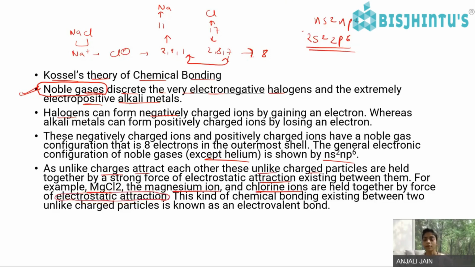This kind of chemical bonding that exists between two unlike charged particles is known as electrovalent bonding. Two unlike charged particles, like Mg, which was having +2, and Cl, which was having -1. So these were two unlike charged particles, and this bonding is known as an electrovalent bond.